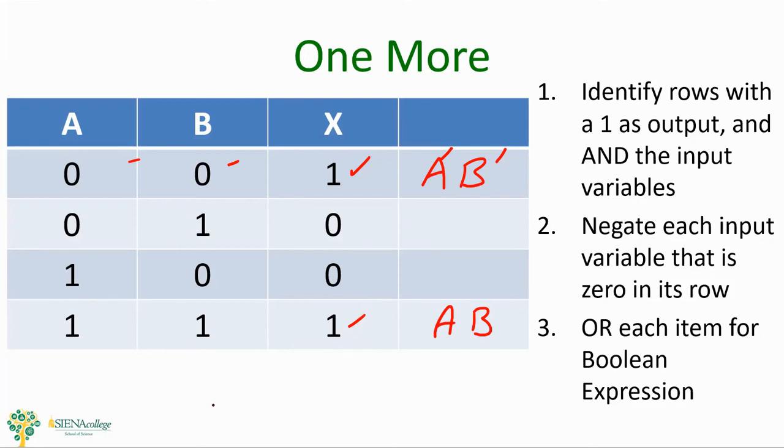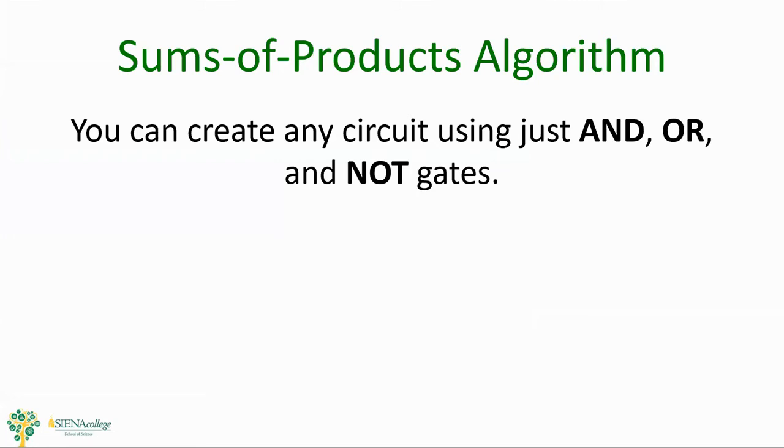Lastly, we're going to take what we created, the A naught, B naught, and OR it with A, B. That gives us our Boolean expression for this circuit, A naught, B naught, or A and B. The sum of products algorithm allows you to create any circuit using just the AND gate, the OR gate, and the NOT gate.